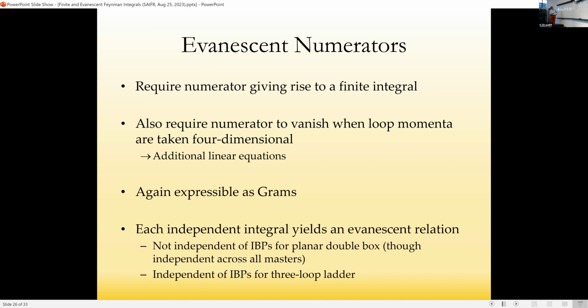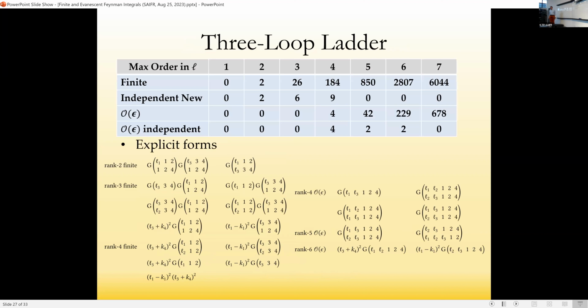And this is really more commentary for the experts: at least in the planar double box, the kind of relation you get is not that useful, but you get things that are genuinely novel when you go to three loops. So in the three-loop ladder, now the numbers are starting to be much more impressive. If you look at the finite ones, then by the time you go up to degree 7, there's quite a large number of independent numerators, but in fact, most of them are just polynomials times lower order. So here you just have 17 independent numerators.